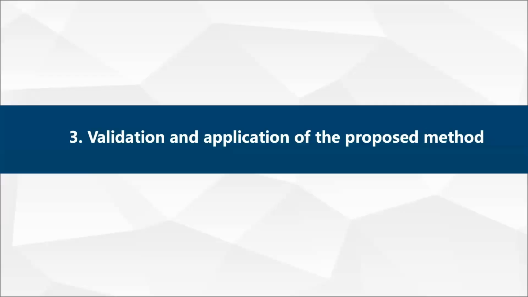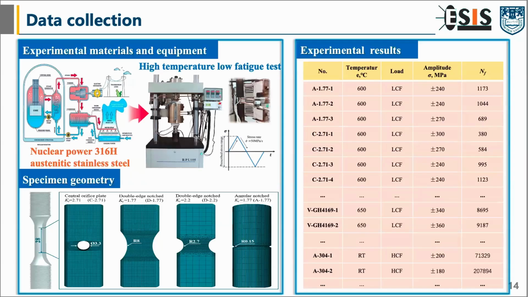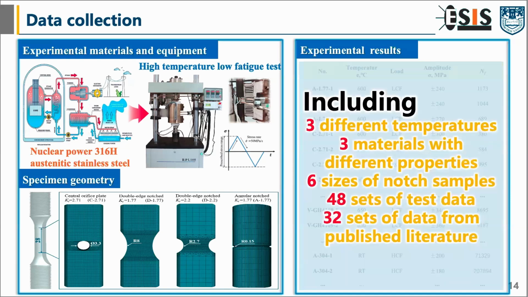The next part is the verification and application of the proposed model. Firstly is the data collection. We designed four sizes of notch types and did the high temperature low cycle fatigue test. And then we collected the data from the published literature. In a word, our data include 3 different temperatures, 3 materials with different properties, and 6 sizes of notch samples.